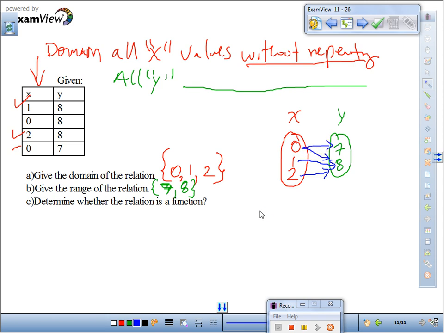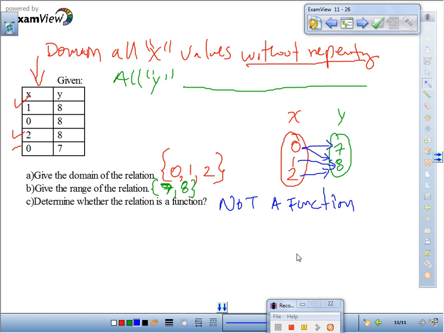Who notices that as soon as we saw that 0 has how many outputs? 2. Who notices that 0 has 2 outputs, which is 7 and 8. So therefore, this is not a function.